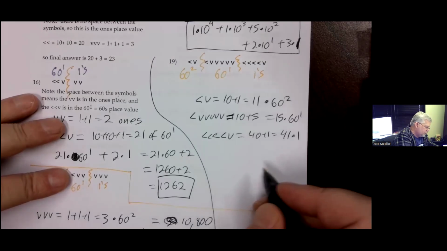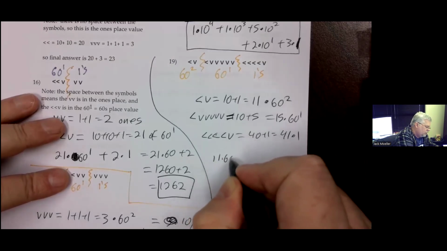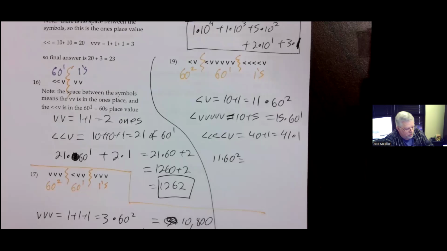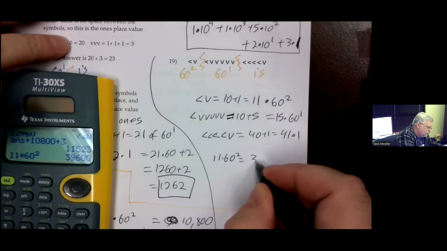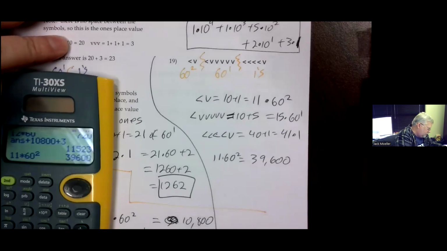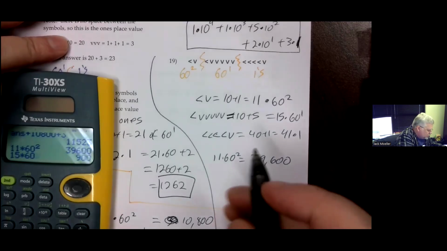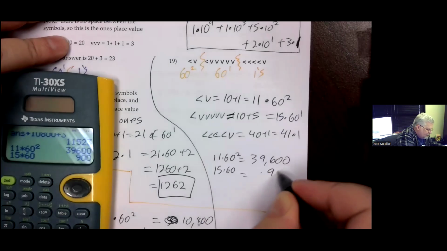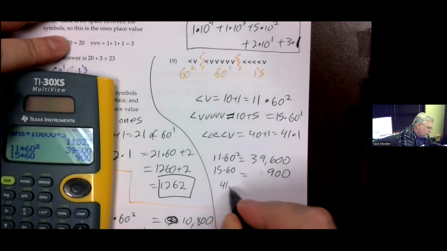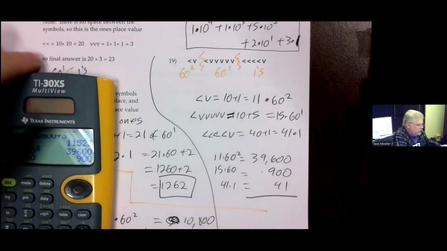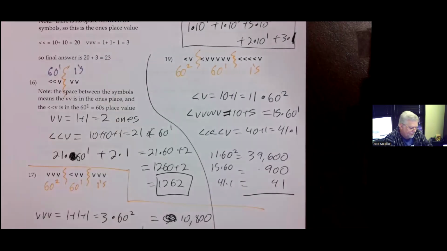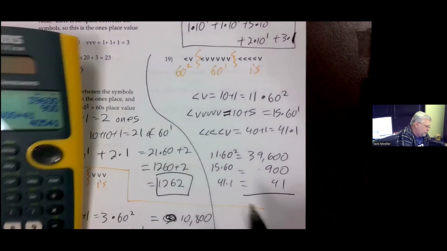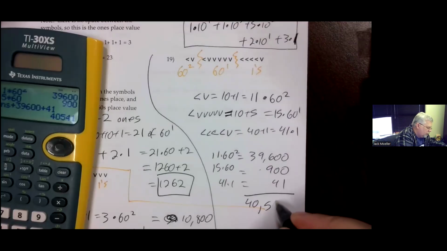So 11 times 60 squared is 39,600. 15 times 60 is 900. And 41 times 1 is obviously 41. Now we add all those together, for a final total of 40,541.